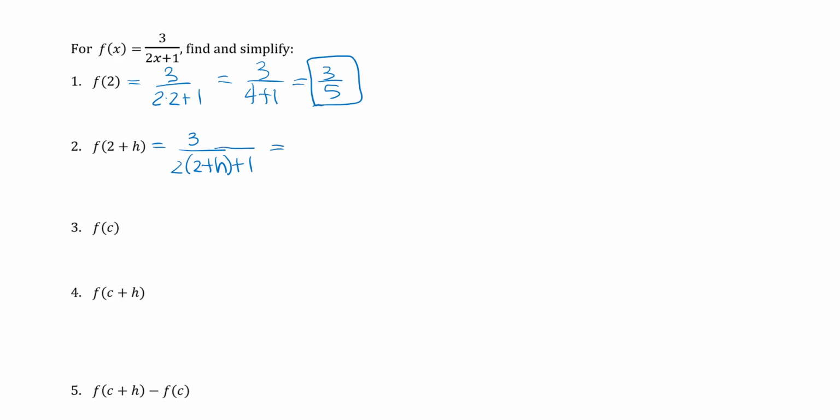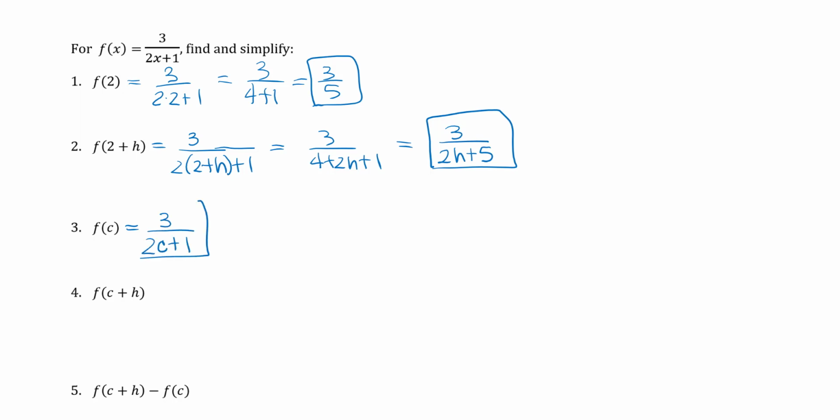And on the denominator, I can distribute through a 2. And then I have a couple of like terms on the denominator I can combine. And that would be the simplified form for that. All right, f of c, I'm really just replacing the variable x with c, so there's not going to be any simplifying to do. It's just a matter of rewriting that with c instead of with x.